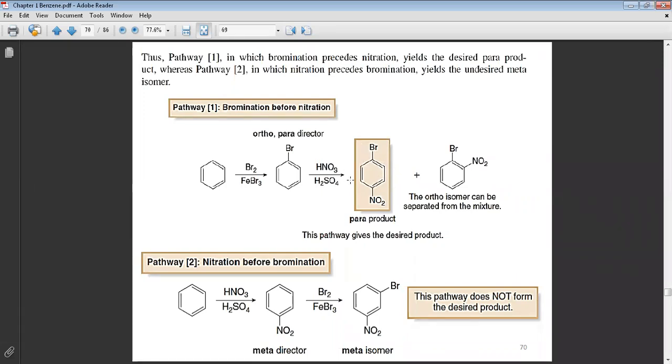But if you do nitration first, look, benzene, nitration, NO2, and then bromination, the Br will go to the meta. That means this compound is not our compound. We don't want this, okay?